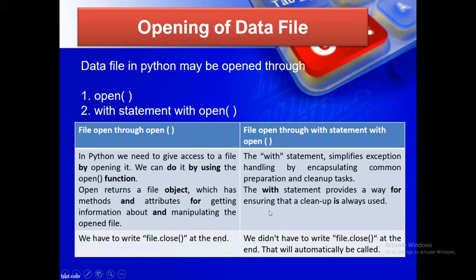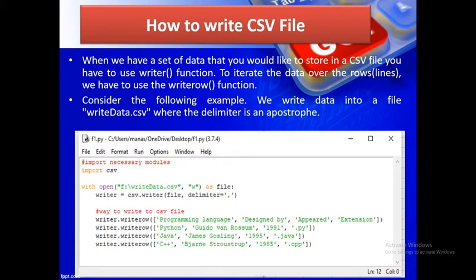So how to write a CSV file, how to write content into a CSV file. Let us see one example. Before seeing that example, let us discuss what functions we require for writing tabular data or a set of data into a CSV file. The function is the writer function. The writer function allows us to write inside a CSV file. But to iterate the data over the rows or lines, we have to use one more function of the CSV module in Python programming, which is called the writerow function.